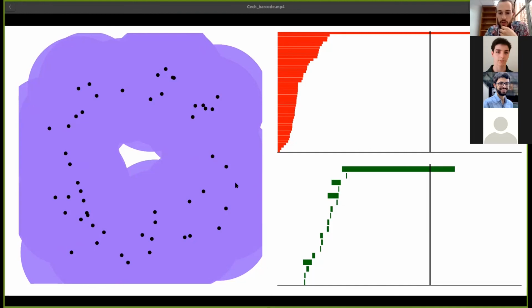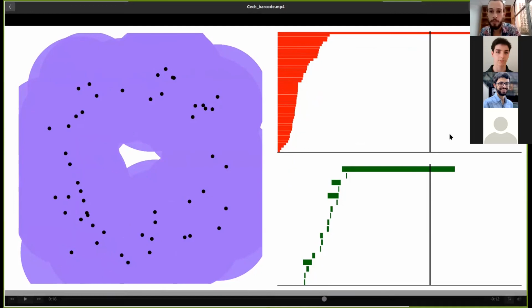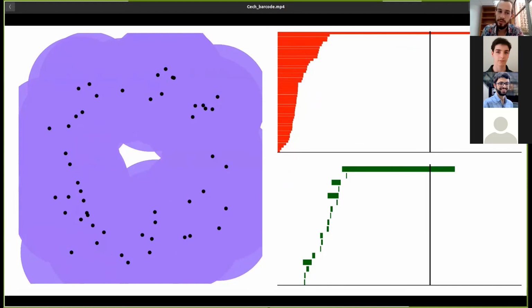So yes, there is a whole expertise of reading barcodes. If you give me a barcode like that without showing me the point cloud, I would say, well, this is a circle. There is a topological space underlying your data that seems to have the same homology as the circle.